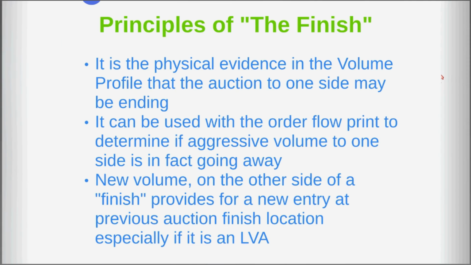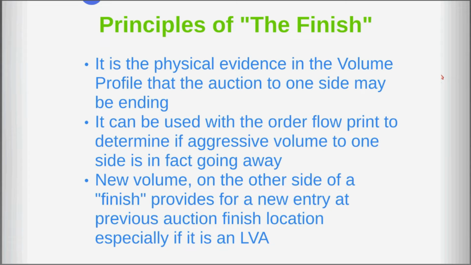And finally, this thing called the finish, principles of the finish. It's the physical evidence in the volume profile that the auction to one side may be ending. When I say may, it's because especially in a developing auction, there are times when you can see on the profile, buyers or sellers are stepping away, doesn't matter which side, and then buyers or sellers will re-engage in that area, and they'll open up the auction again. But that's a good thing because it tells us a lot about the conviction levels of those buyers and sellers.